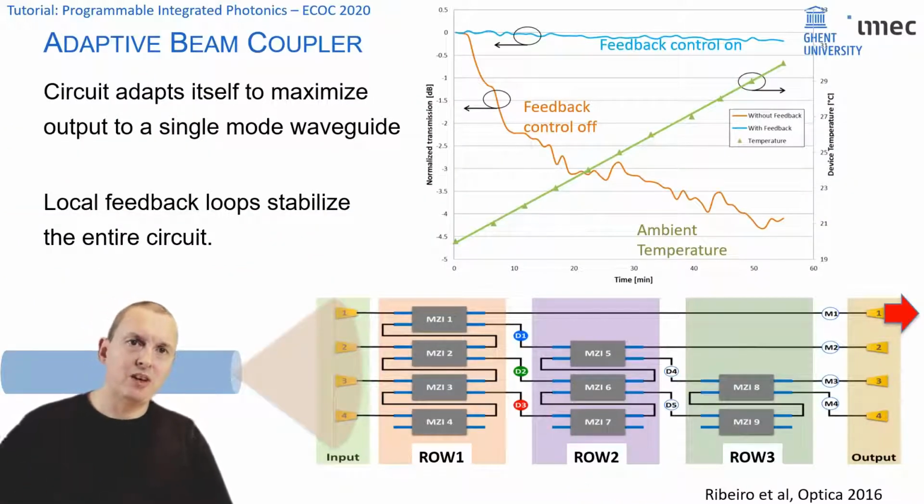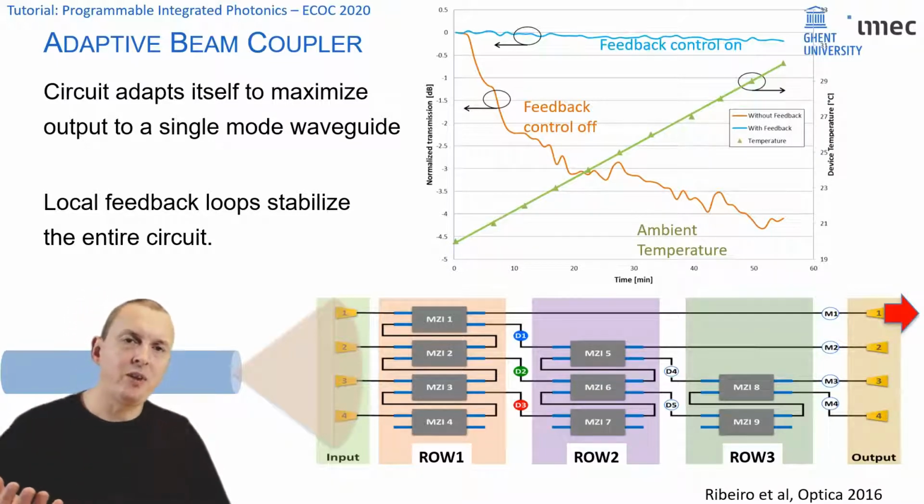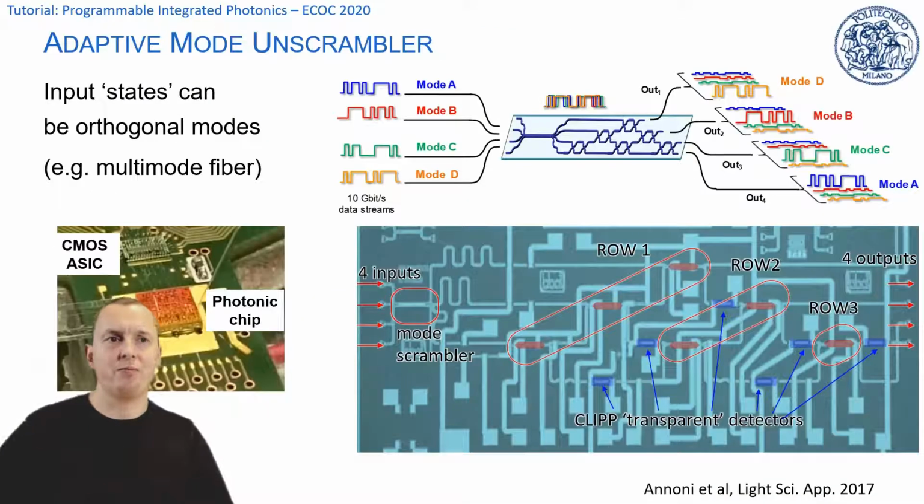And this is something we demonstrated with this particular circuit already 5 years back, where we just hover a fiber over the 4 inputs, and the circuit adjusts itself in such a way that all the light ends up at one output port. And the nice thing is that these optimization algorithms, you can let them run continuously. So essentially the circuit adapts itself to the changing input.